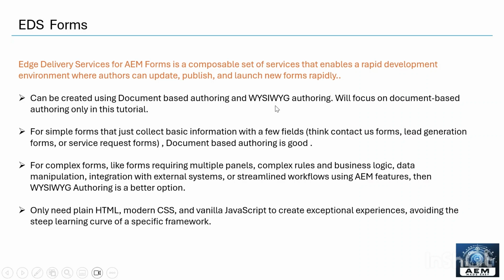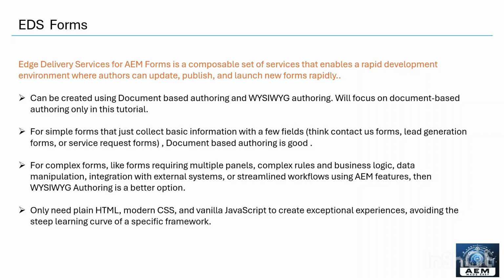In the AEM authoring environment also, there are two ways: either you use Universal Editor or you use the classic AEM form editor. But in this tutorial, as I mentioned, we will focus only on document-based authoring, how you can create forms using a spreadsheet, preview and publish it, so that we get the JSON URL, and then use that URL in our form block.